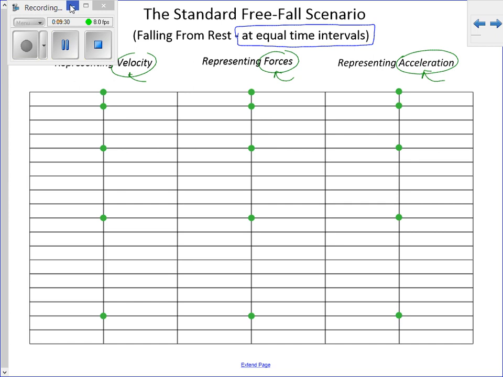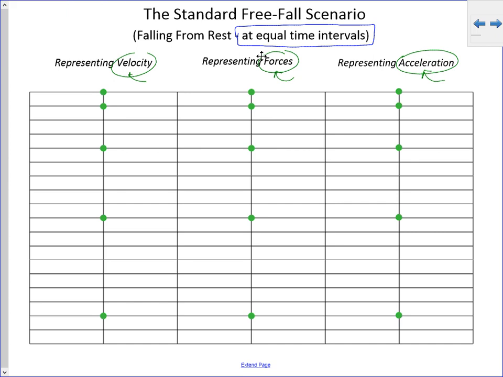Okay, so here's what we have. We now have where these objects are. And this is supposed to represent the same object that we're looking at in 3 different ways, where this object is after 1, 2, 3, 4 equal increments of time. All right, now what we'll do is draw some vectors to represent a few different quantities: 1, how fast the object is going; 2, the force acting on the object; and 3, the object's acceleration.